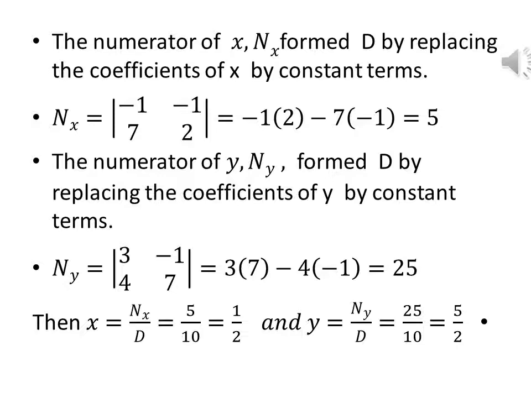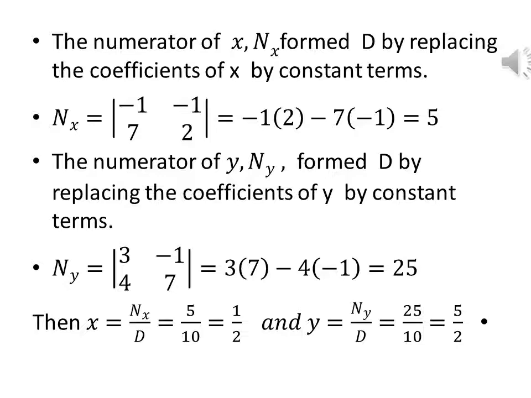So what's x? To get x, x is equal to Dx over D. We divide Dx over D to get the value of x. Dx is equal to 5, D is equal to 10, so x is equal to 5 over 10, equal to half.